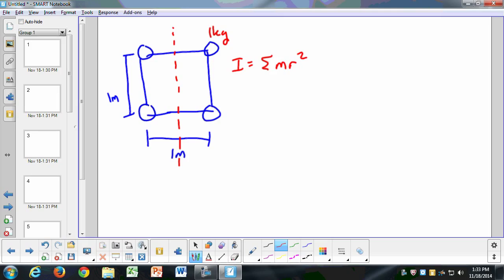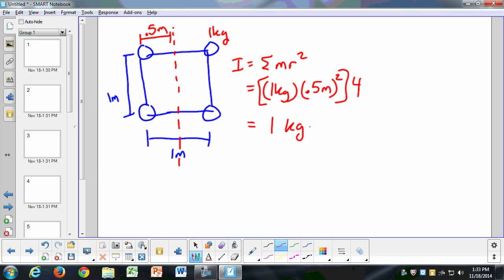So when I want to find the moment of inertia, I just say the sum of 1 kilogram times the r, that's the distance from the object to the axis of rotation, and that's 0.5 meters. So 1 kilogram times 0.5 meters squared, plus 1 kilogram times 0.5 meters squared, plus and so on, 4 times, because there are 4 particles, so I'm just going to multiply by 4. That's 1 times a quarter, which is a quarter, so 1 kilogram meter squared.